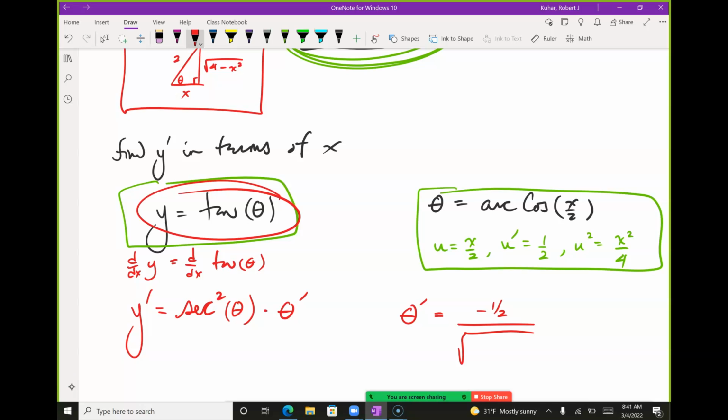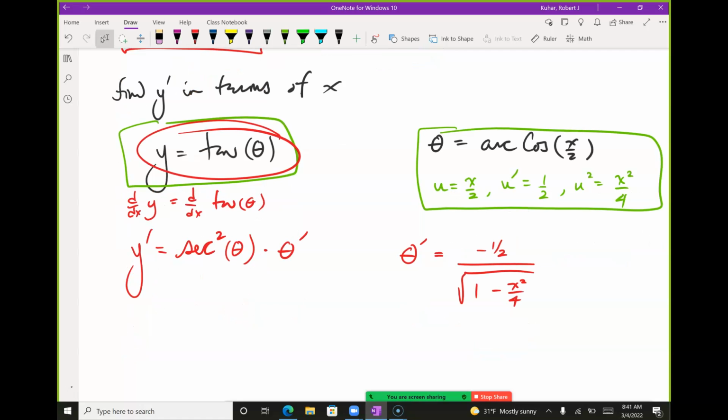One minus u squared. Yep, 1 minus u squared. So 1 minus x squared over 4, right? So I can put it all together now. Everybody with me, by the way?